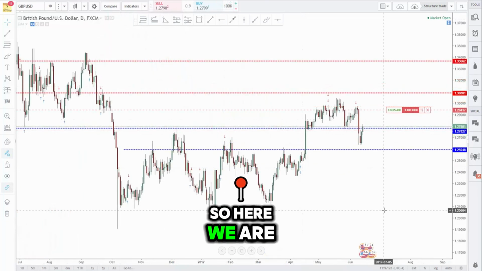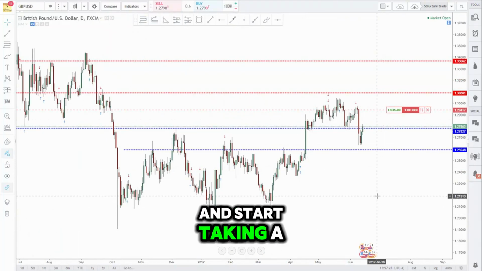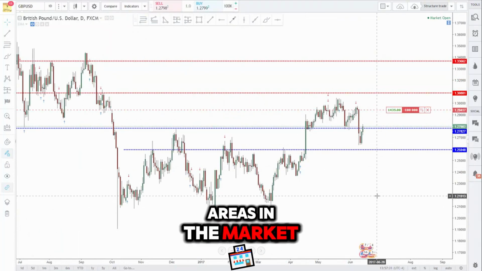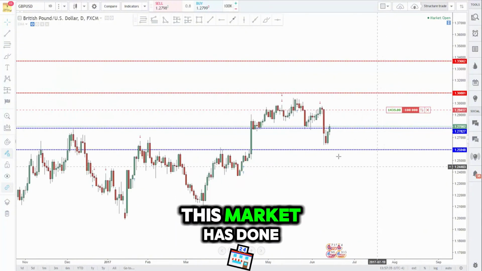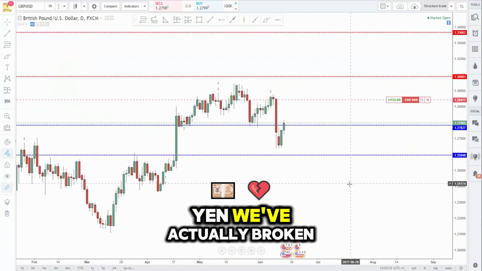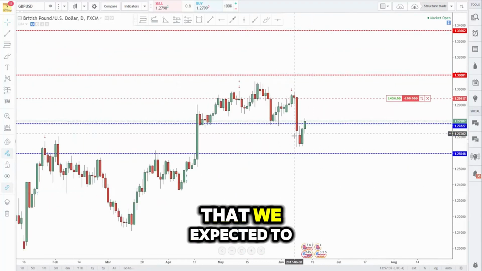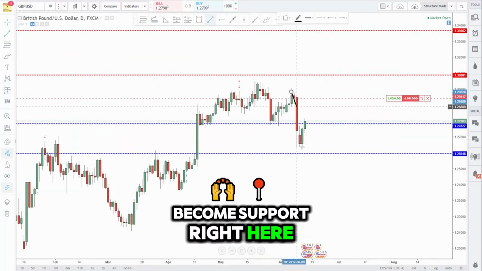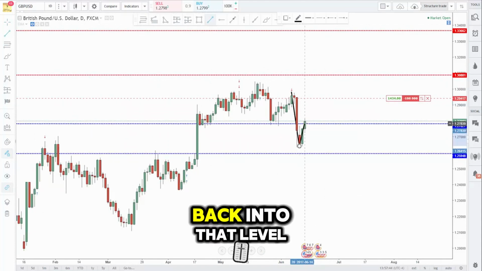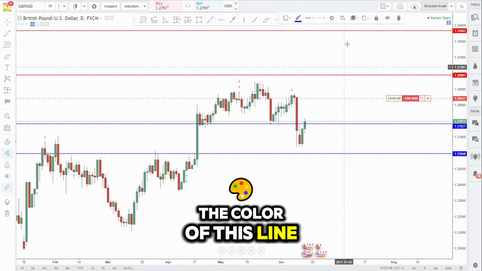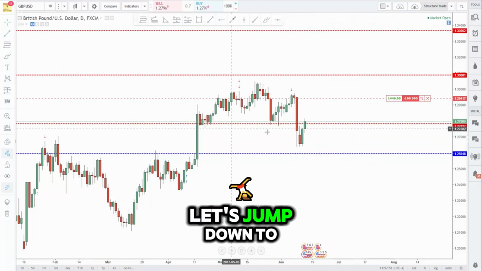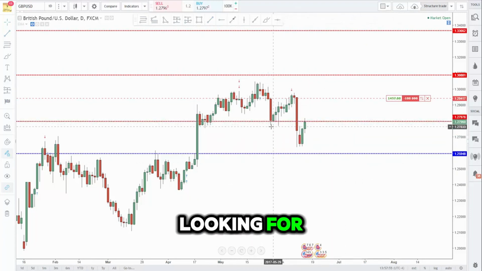Okay, traders, so here we are on the pound dollar, and let's go ahead and start taking a look at some of the areas in the market where we'll be paying attention for future trading possibilities. As you can see, this market has done something similar to the dollar-yen. We've actually broken through our previous level that we expected to become support right here, and we've now pulled back into that level. So what I'm going to do is go ahead and change the color of this line to red for resistance. And let's jump down to a 4-hour chart and see what we're looking for an entry on this trade.